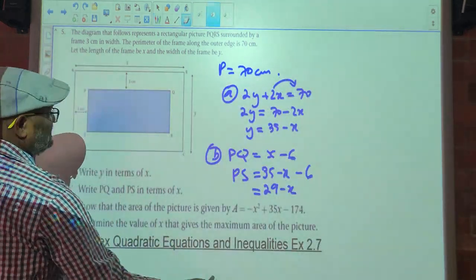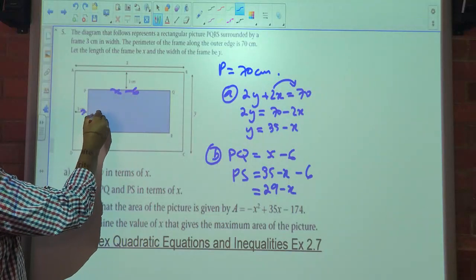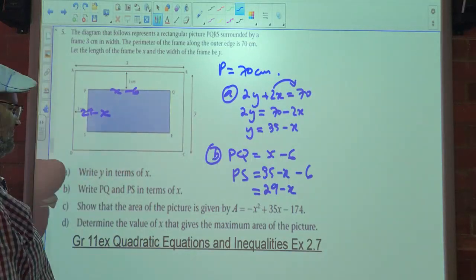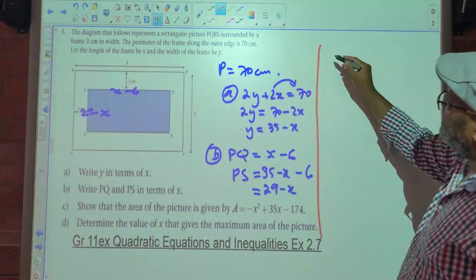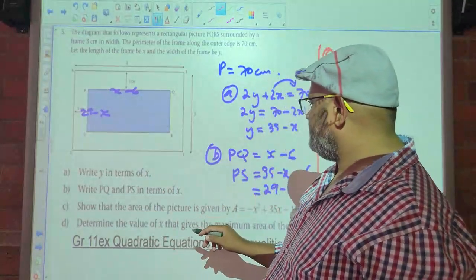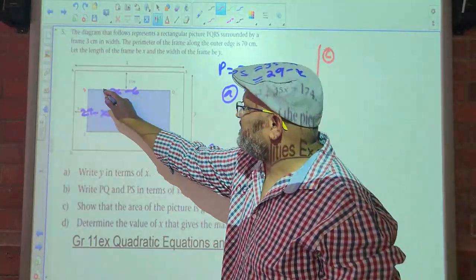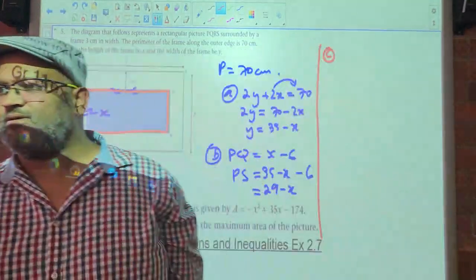So now I'm going to fold that in here. So your PQ is X minus 6. And this is going to be 29 minus X. Okay. Let's go to C. C says, show that the area of the picture. What is the picture? This is the picture. PQR is the picture.